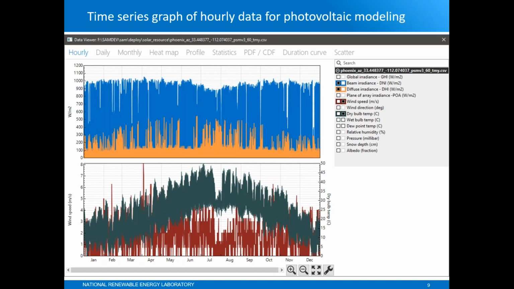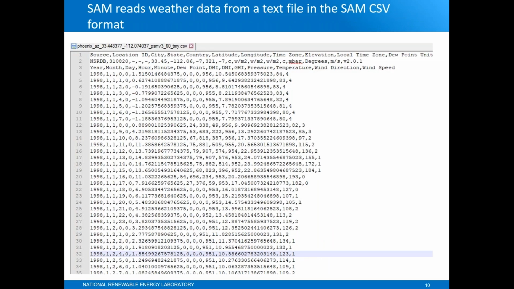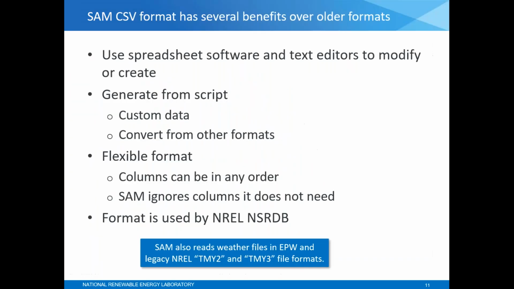So you need at least 1 year's worth of data, and it can be hourly data or it could be sub-hourly. So if you have 1 minute, 5 minute, 10-minute data, you could use that in SAM. This is what a weather file looks like. It's just a text file with comma delimited values, so a CSV file. And the SAM CSV format that SAM uses to read weather data is just a simple CSV format.